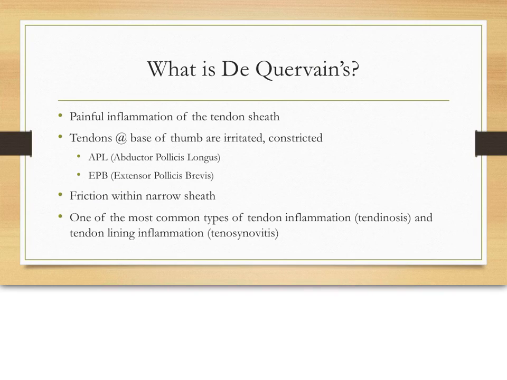To start off, we wanted to touch upon what exactly DeQuervain's is. It tends to include a painful inflammation of the tendon sheath located at the base of the thumb, because the tendons there, called the abductor pollicis longus and the extensor pollicis brevis, are irritated and constricted. This often causes friction within that narrow sheath, and DeQuervain's disease is one of the most common types of tendon inflammation known as tendinosis, and tendon lining inflammation, which is tenosynovitis.